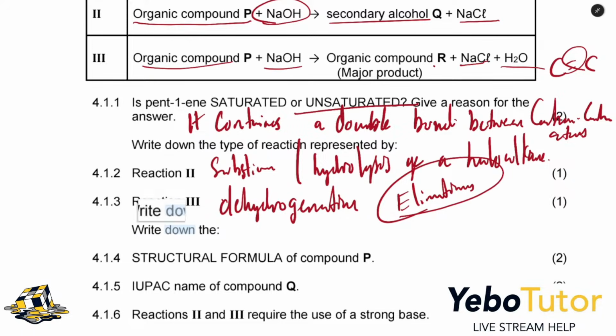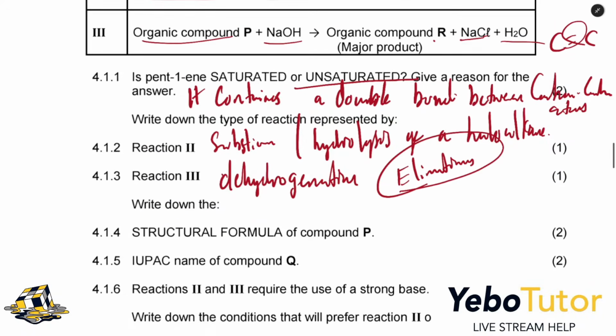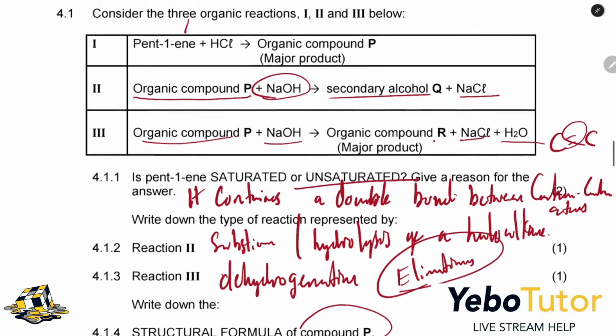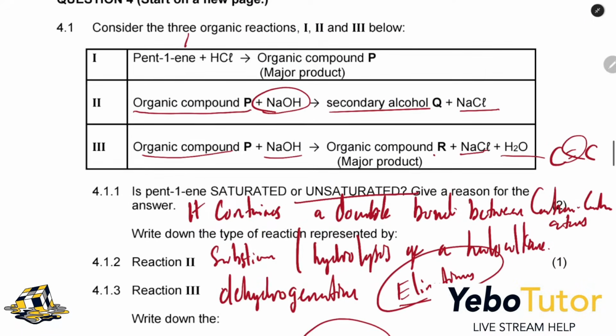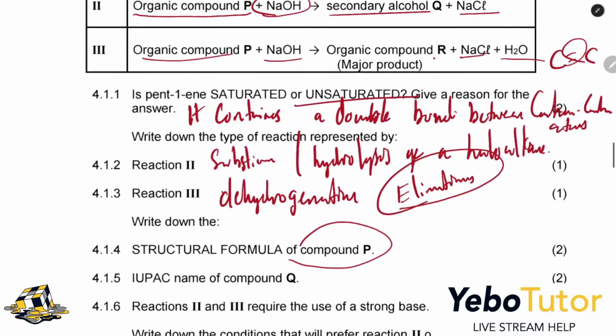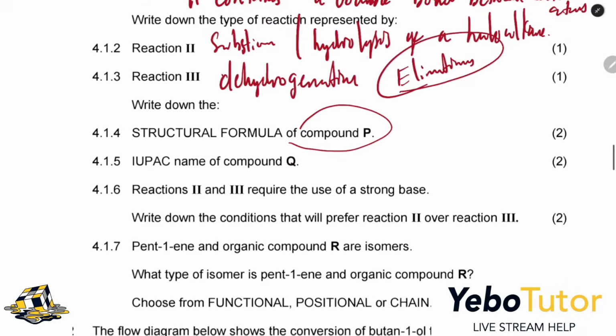The next question that follows says write down the structural formula of compound P. Let's look at compound P. This organic compound P is repeated in all the instances. You can see that pentene plus this is producing compound P, and that compound P is repeatedly used. So now they say write down the structural formula of compound P, guys. What will be compound P?